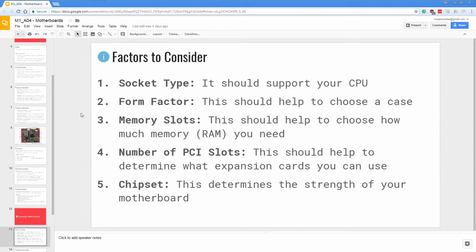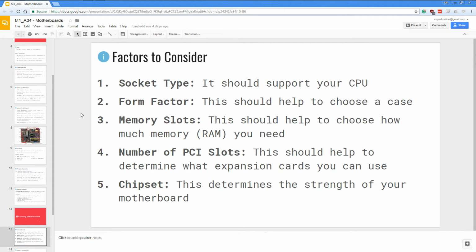These are some factors that you want to consider when you buy a motherboard. First, the socket type. It should support your CPU. Never ever do you want to force a non-supported CPU into your motherboard. It will kill the motherboard, it will kill the CPU, and you wasted your money. Secondly, form factor. This should help you choose a case. If the motherboard is bigger, you need a case that supports that form factor. For small motherboards, like the mini ITX motherboards, you also need a case that supports that form factor.